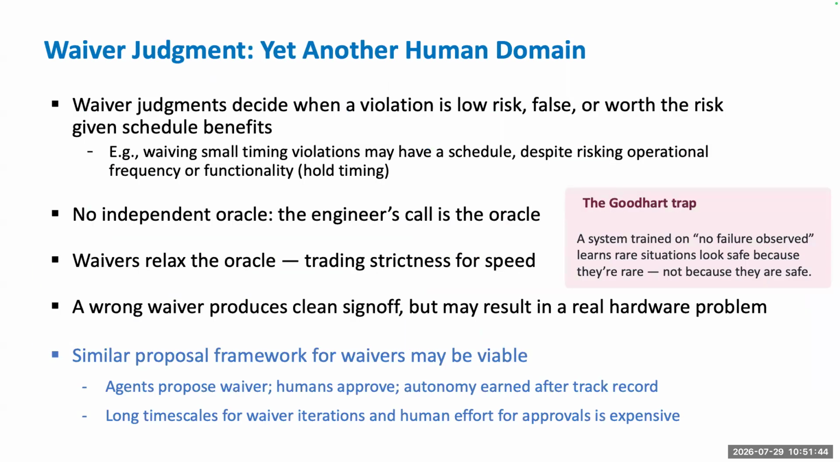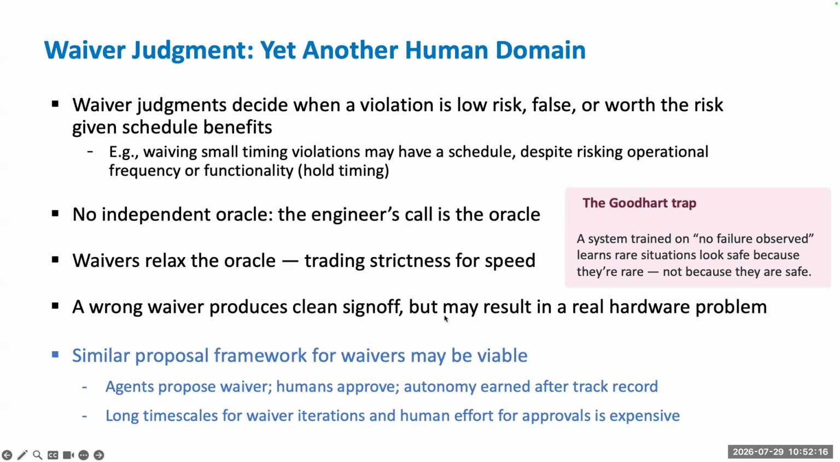Another quick one is waiver judgment. The idea there is that humans make decisions to bypass sign-off checks or waive small violations in many cases to improve the schedule. This is key. In doing so, we're reducing the amount of work, but it's really key that it's a correct call. This will happen in nearly every project, and it will improve the schedule. So how can we handle this?